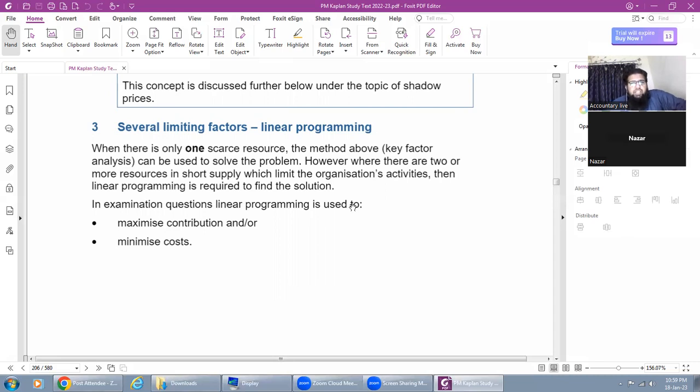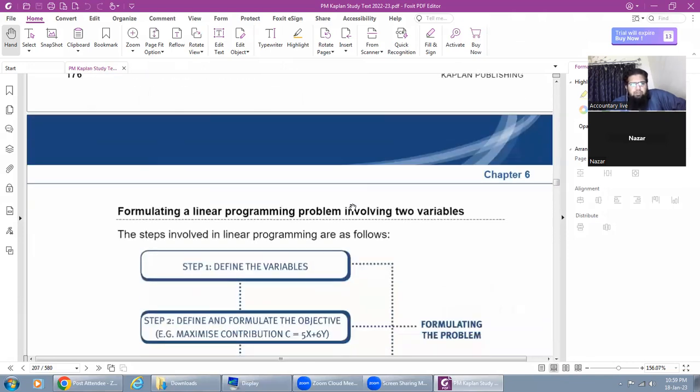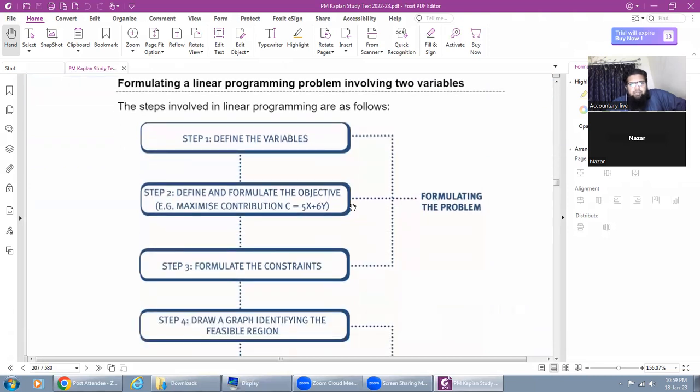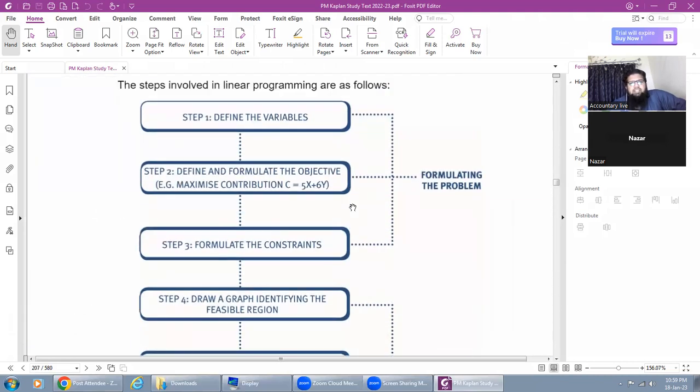In examination questions, linear programming is used to maximize contribution or to minimize cost, whatever the question requires. Now, the steps of linear programming: first of all, we have to define the variables. Step 2 is to define and formulate the objective to maximize contribution. We have to make an algebraic formula. You have studied algebra? Yes. Okay, 5x plus 6y.